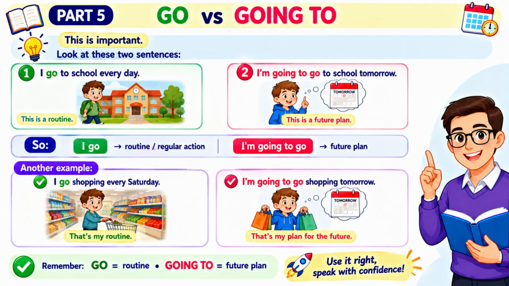Let's add another example. I'm going shopping on Saturday. That's my routine. But I am going to go shopping tomorrow. That's my plan for the future.